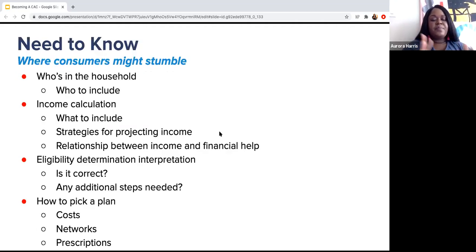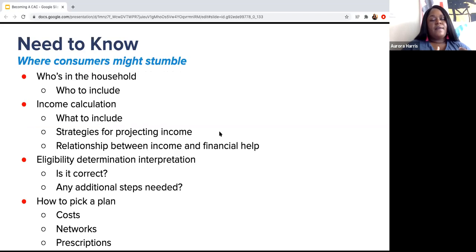So these are some places where the consumers might stumble. Now, most folks, when they create that marketplace account, that's super easy. It's just like an email address, security questions, that kind of stuff. That part is really simple. When it's time to do that appointment with you, here are some places in my personal experience where folks kind of stumble a little bit.